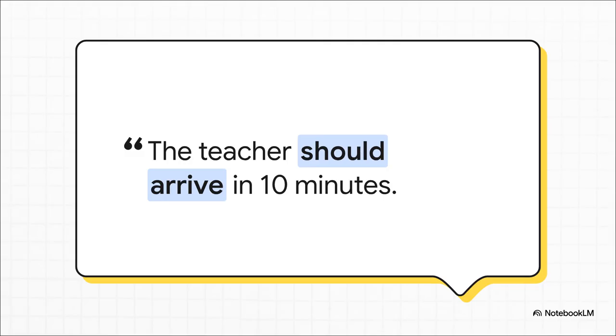So, for example, if you say, the teacher should arrive in 10 minutes, what does that really mean? It means it's a reasonable expectation, right? Class is about to start, so they'll probably be on time. It's likely, but it's not a 100% guarantee.